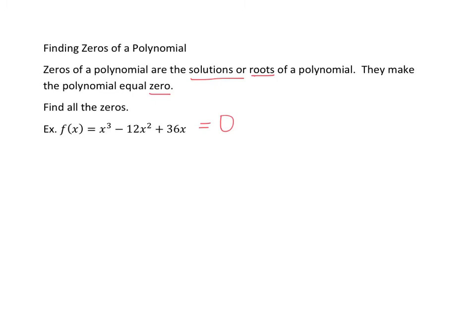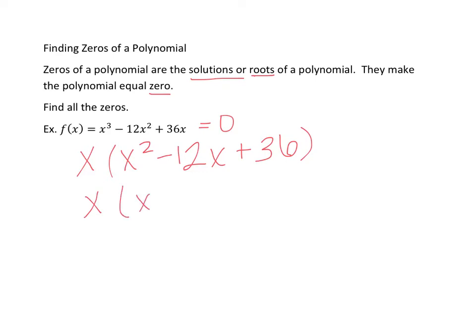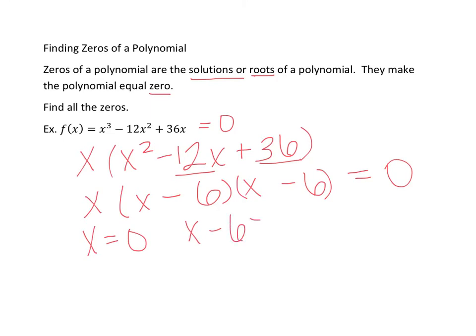I'm going to factor. All these have an x in common, so I'm going to take that out. x squared minus 12x plus 36. And this looks like an easy factoring. x times x and x. What multiplies to 36 and adds to negative 12? It's going to be negative 6 and negative 6. I take each of my factors and set them equal to 0. x equals 0, x minus 6 equals 0, x minus 6 equals 0. My solutions are 0 and 6. That is where my polynomial is going to cross or touch the x-axis at x equals 0 and 6.